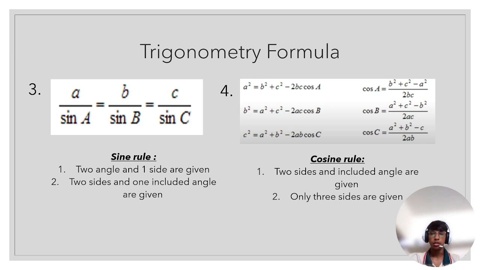And then the fourth one is the cosine rule. It is used when two sides and the included angle are given, or when only three sides are given. The formula for the cosine rule is a squared equals b squared plus c squared minus 2bc cos A, and also cos A equals b squared plus c squared minus a squared over 2bc.